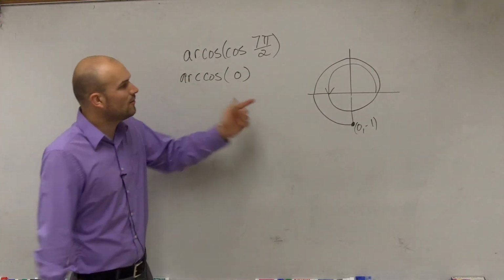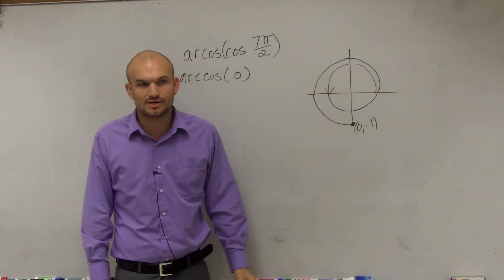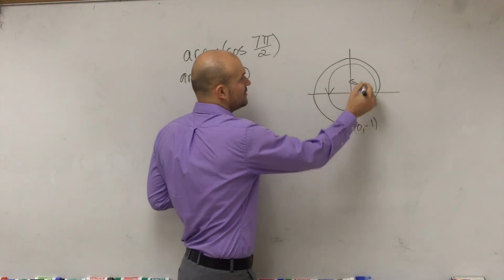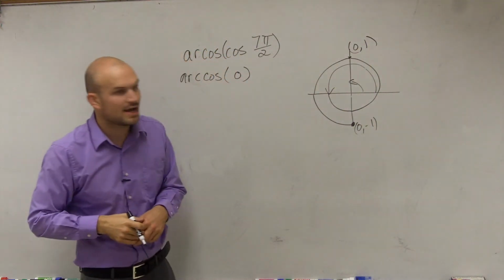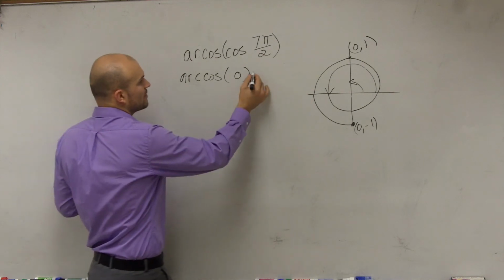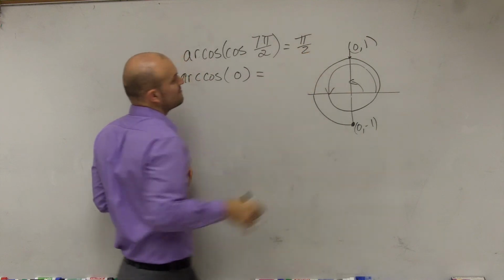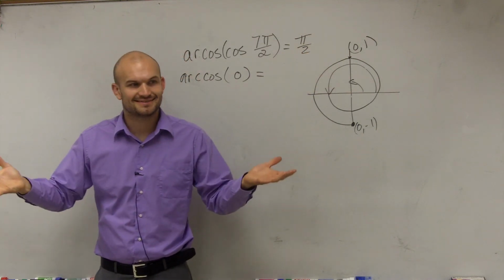Very good. So is there another angle between 0 and pi that would still have cosine equals 0? Pi halves, right? If we just did this angle, this is still cosine. Does cosine still equal 0 at pi halves? Yeah. So therefore, our original answer equals pi divided by 2. Ta-da.